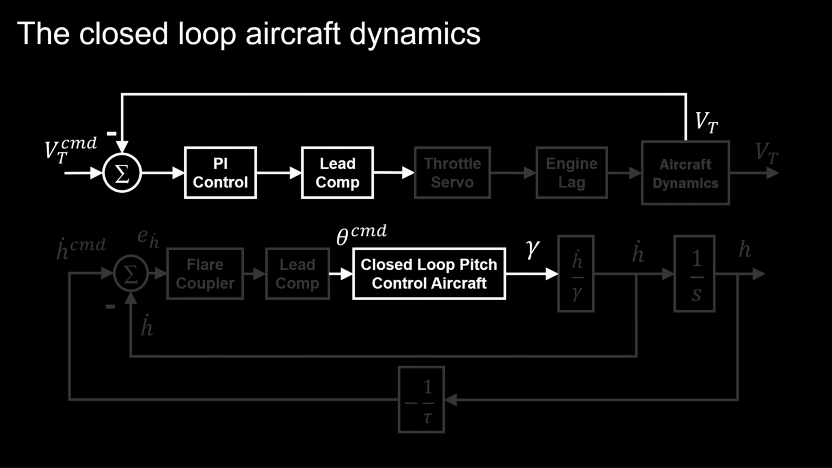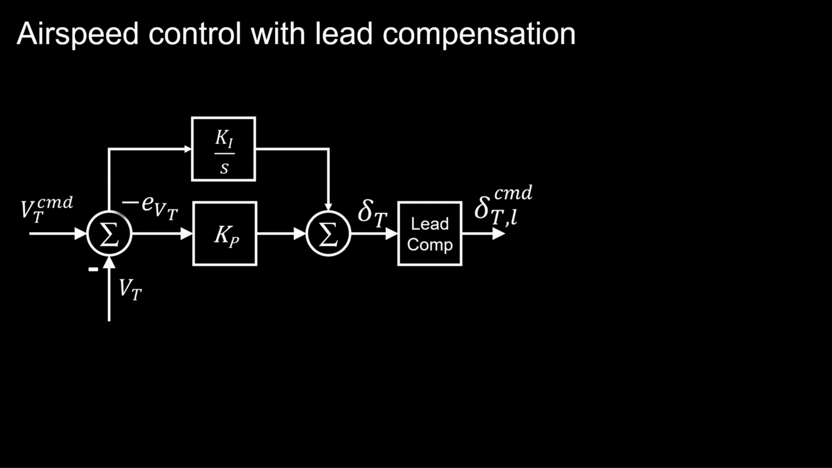We start with the dynamic controller for the longitudinal aircraft. First, focus on the airspeed control. The airspeed controller is proportional integral that acts on airspeed error. To compensate for the slow engine response, a lead compensator is employed.